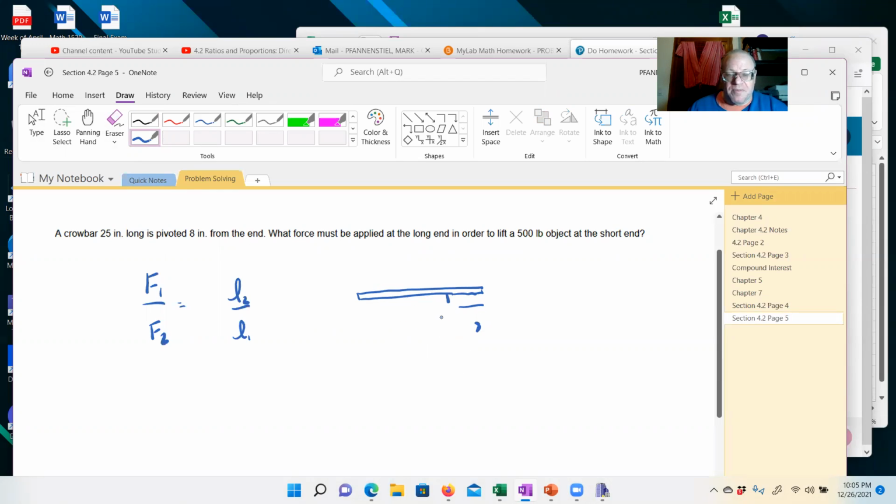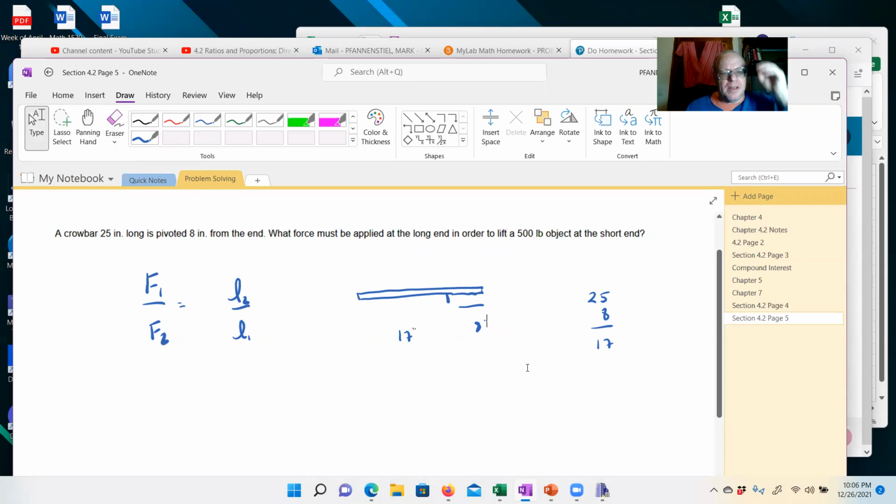If the whole thing is 25 inches and we've lost 8 of them because it's on the other side, 25, and then we have 8. What is that going to be? That's going to be 17. So this is going to be 17 inches.